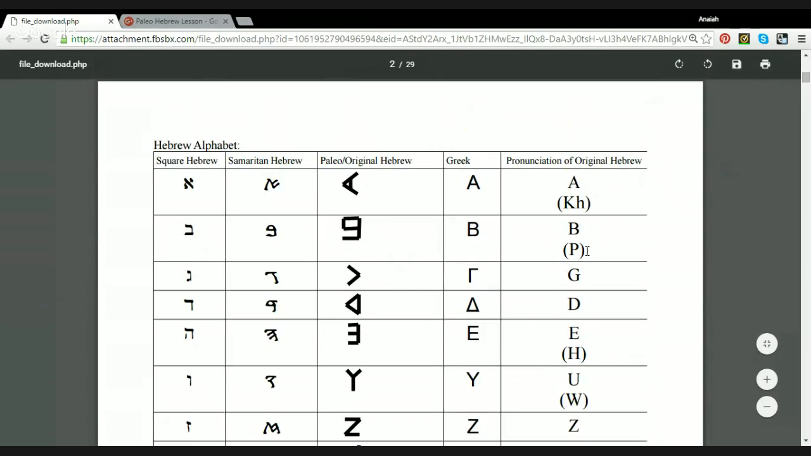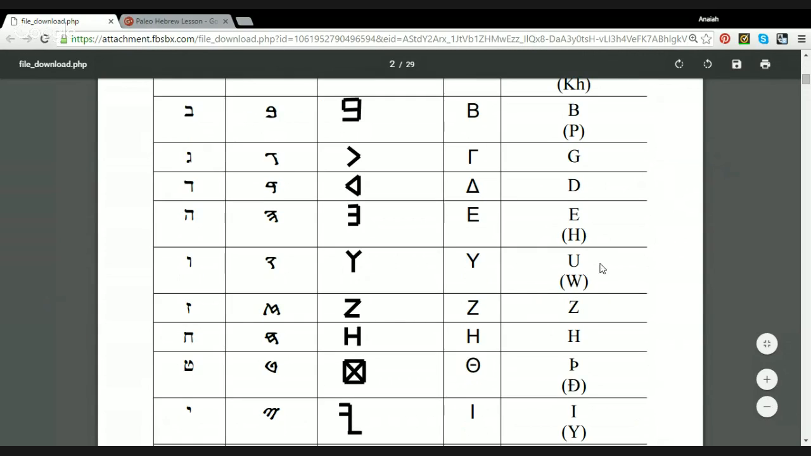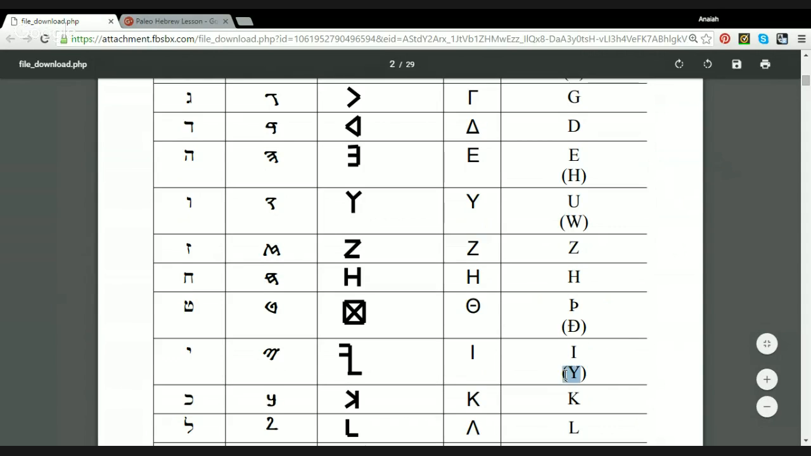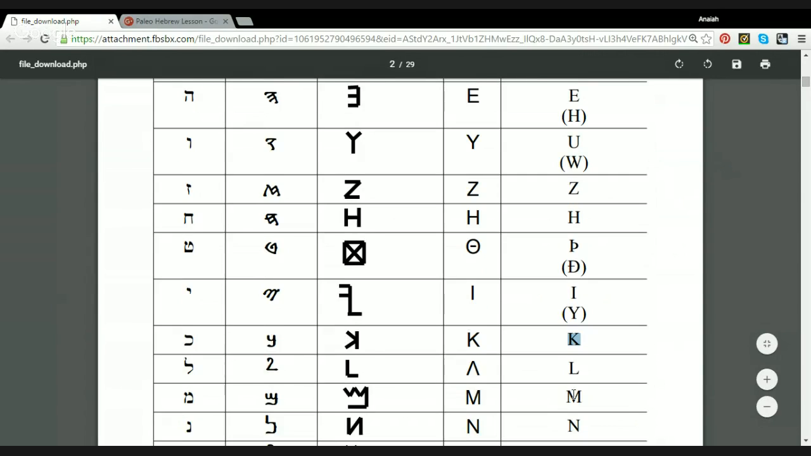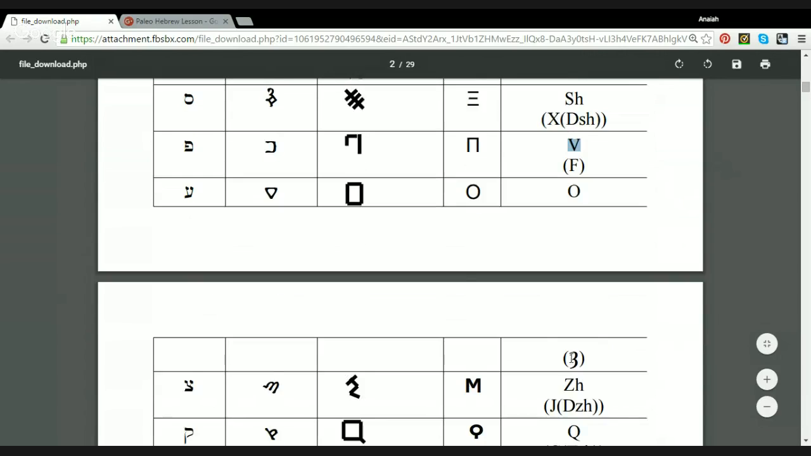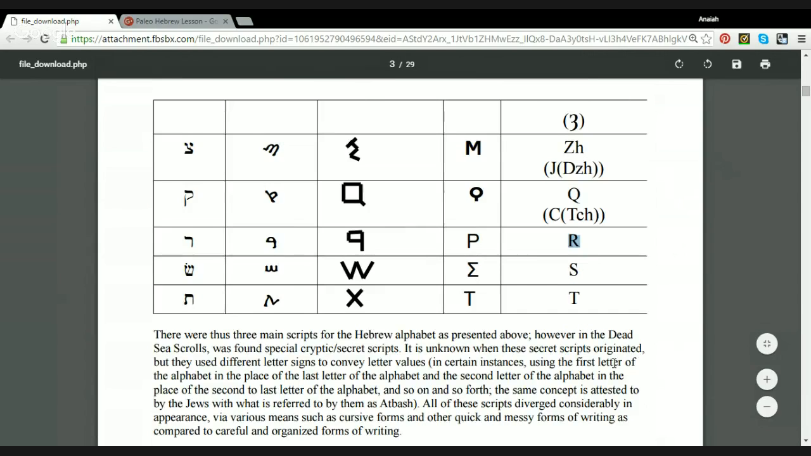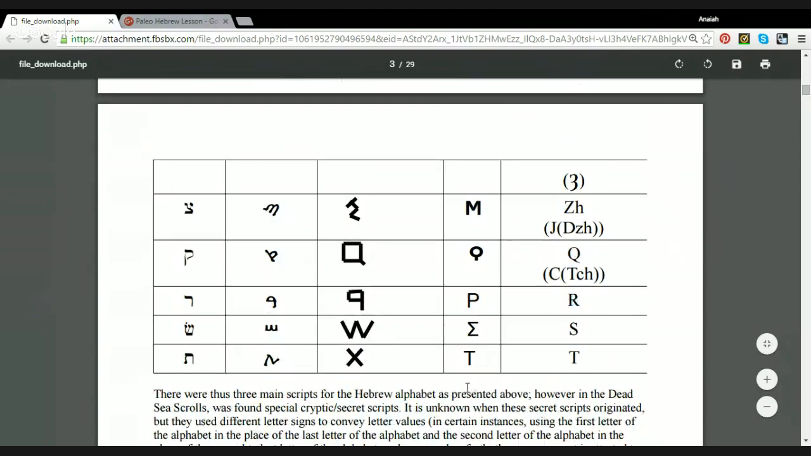You've got A B G D E F. Wait, what's the English alphabet? I don't even remember. A B C D E F G. Okay, right. H I. Then there's the J. Yeah. K L M N O P, Q R S T. So you see it's right there. And then the U V, how in the English alphabet it goes U, V.